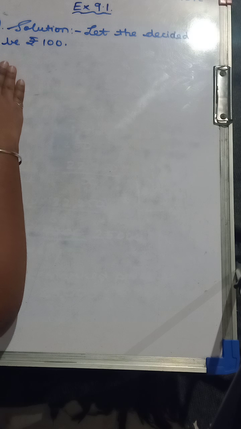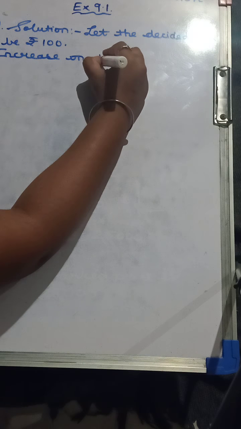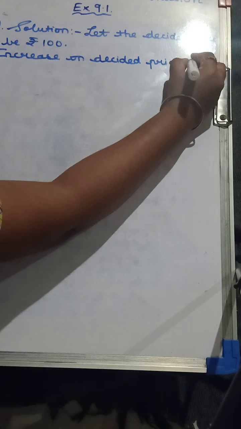Now the shopkeeper has increased it by 25%. So this is the actual price of the item that he wants to sell. Then he wants to increase it. So what he has increased is 25%. So increase on the decided price will be 25%. So increase on decided price is how much? 25%.